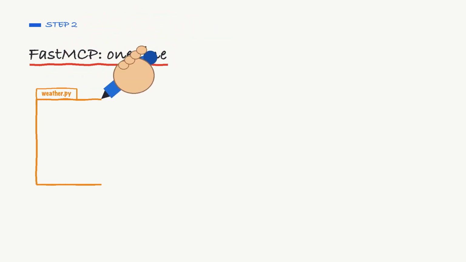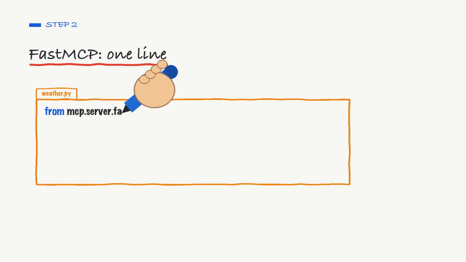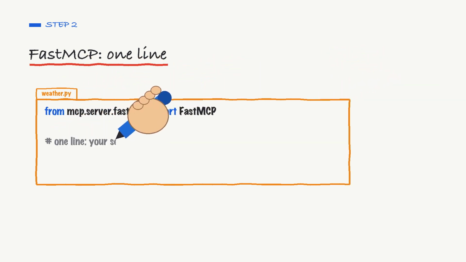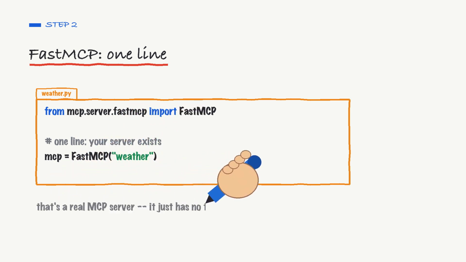Step 2, and this is where FastMCP shines. You import FastMCP from the MCP SDK and create your server in a single line, just given a name. That's it. Weather is now a real MCP server. It speaks the whole protocol for you. It just doesn't have any tools yet, so let's write one.